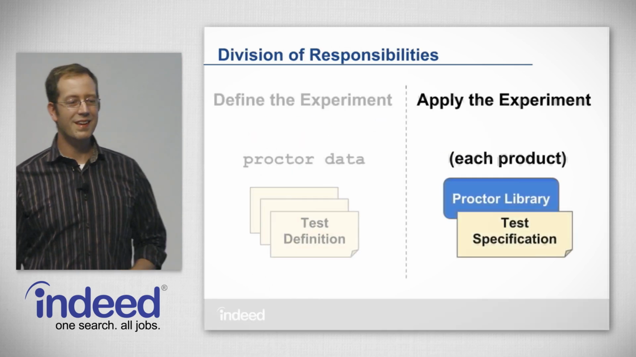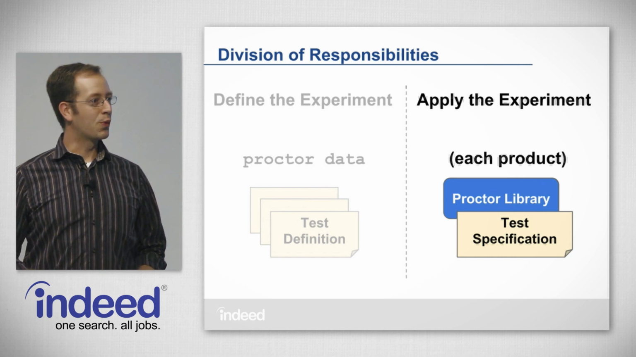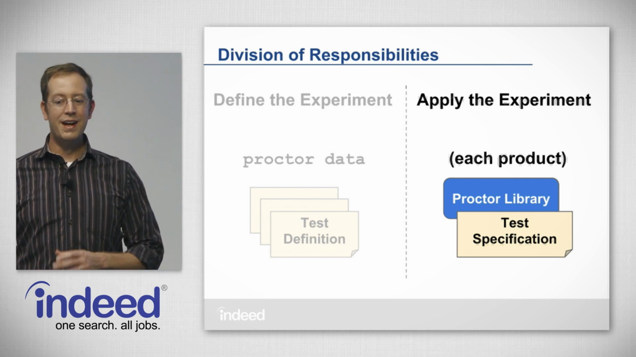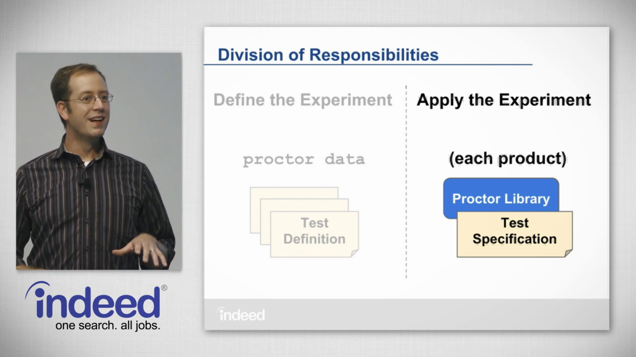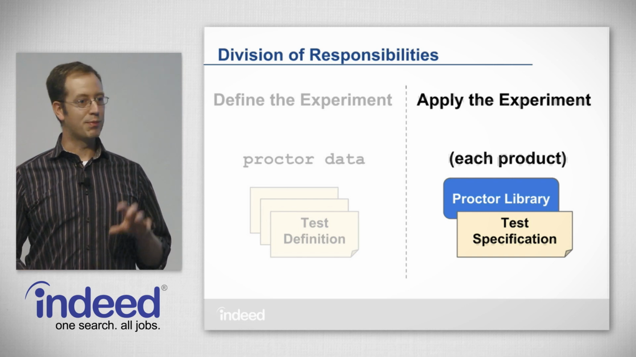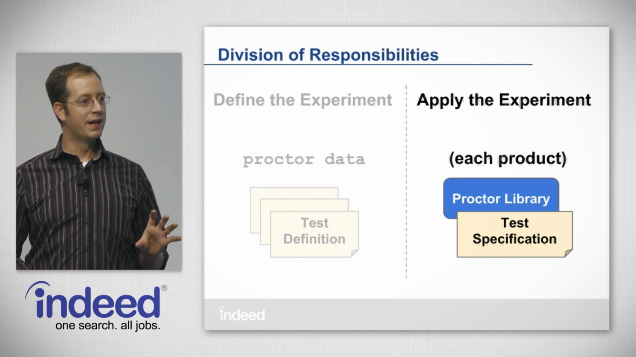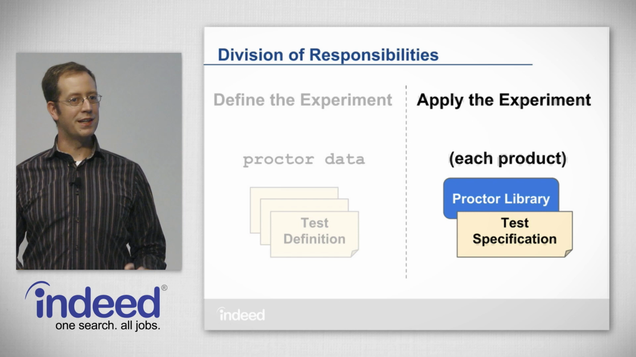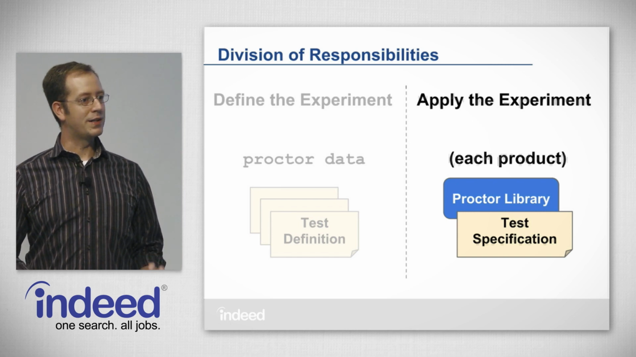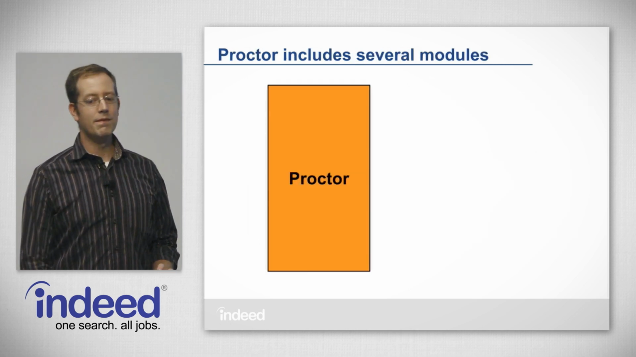that A/B test. So in order to run the A/B test, we're going to leave our global pool behind for a minute, and we're going to talk about the application. The application has a couple of things. It has the Proctor library, what we've open sourced today, and it has the test specification that you write that defines how your tests apply to that application.